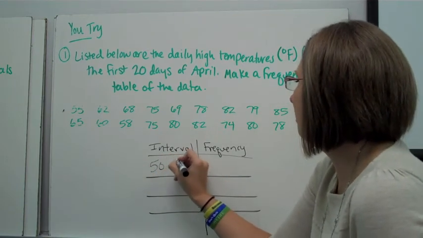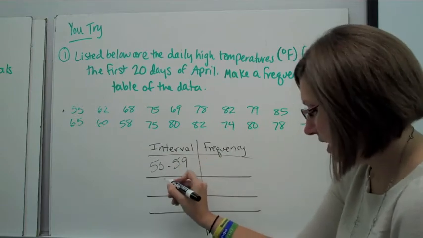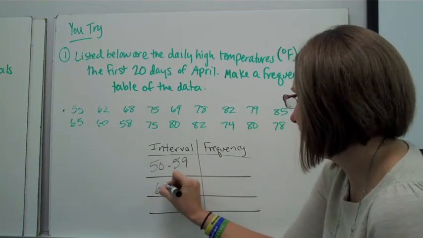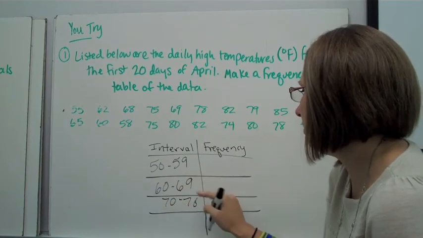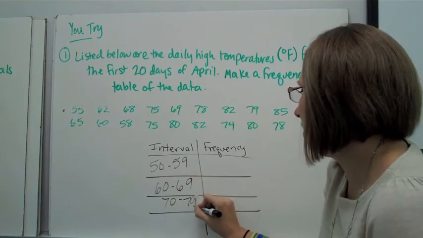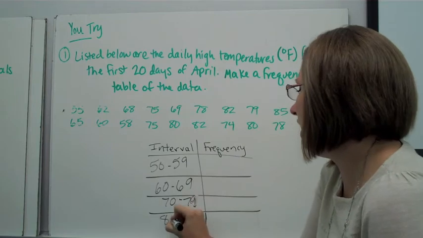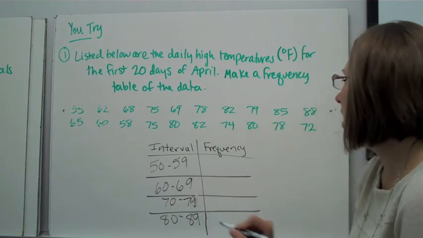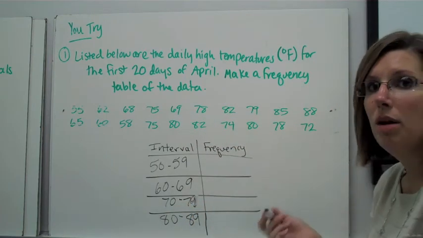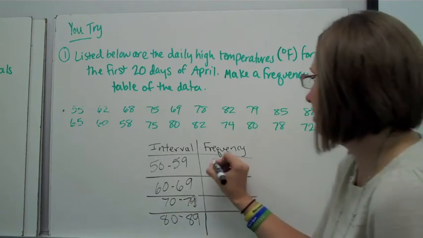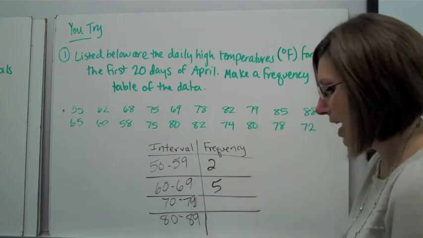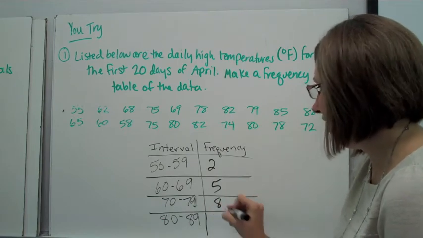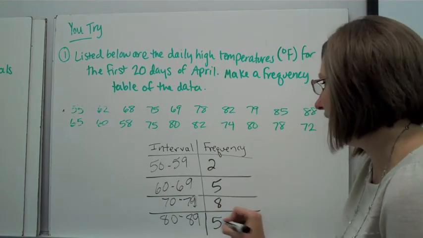I'm going to go 50 to 59, 60 to 69, 70 to 79, oops, and then 80 to 89. And then again, just go through, mark how many you have. I've got 2 in the first interval, 5 in the next, 8 in the next, and 5 in the last.